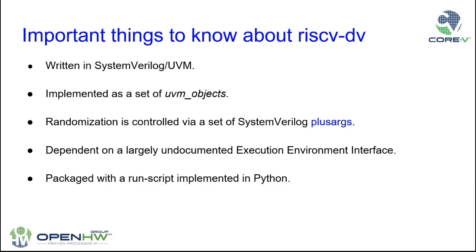Randomization is controlled by a set of SystemVerilog plusargs. So I'm sure you've used these before. This is not exactly the way UVM likes to constrain things, but it is the way that Google decided to implement. It is dependent on a largely undocumented execution environment interface. And this has been a source of frustration for the team, because the only way to understand the execution environment is to read the code. It's not documented anywhere. And it's packaged with a run script that is implemented in Python that is quite popular with some people in the RISC-V space. Next slide.